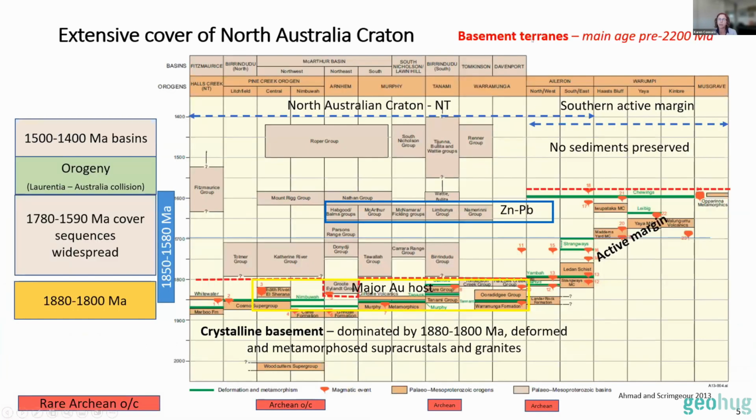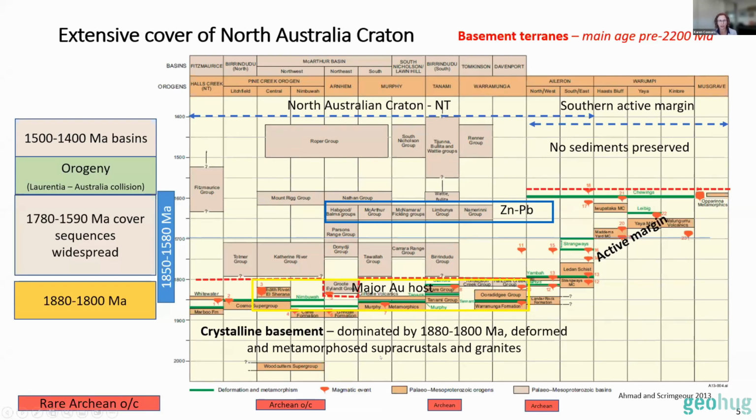The key thing to keep in mind here is when I'm talking about the basement terrains, I'm talking about the mid to lower crust, and those are going to be dominantly older than about 2200 Ma, and that's coming from the neodymium-samarium data. And so we have a host of younger cover basins sitting on top.